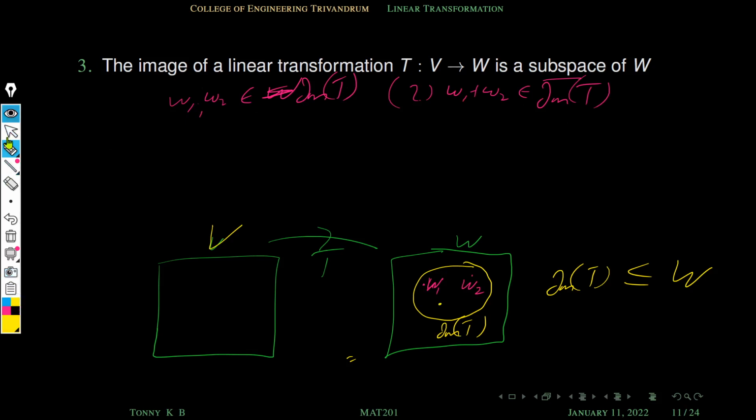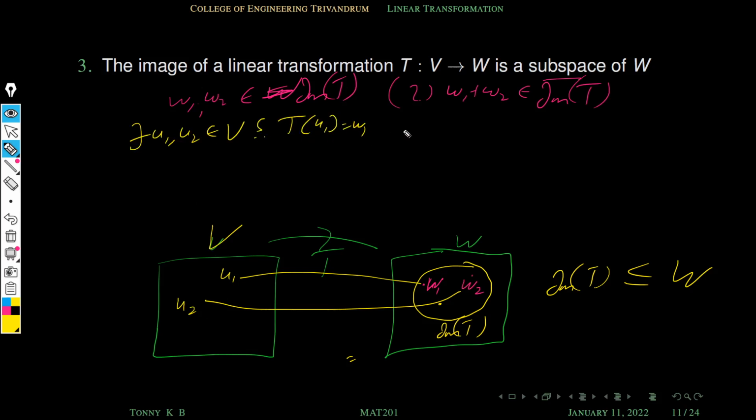And we have one more condition. w1 and w2 belong to the image of T means what? They have pre-images. Let them be u1 and u2. That means there exist u1, u2 belonging to V such that T of u1 equals w1 and T of u2 equals w2, because w1, w2 belong to the image of T. Then we have to show that this element has a pre-image. That's all. w1 plus w2 belongs to the image of T whenever it has a pre-image.